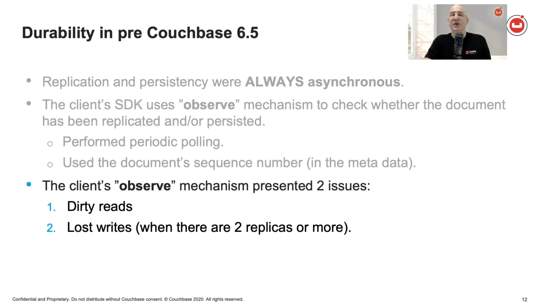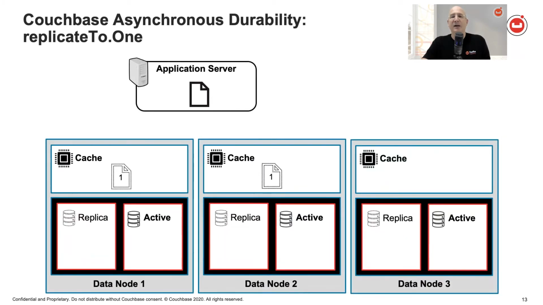But that observe mechanism presented two main issues: a dirty reads issue and a lost writes issue. Let's explain what these issues are. Let's assume that the client issues an upsert command. The changed document is sent to node 1, and the client gets an OK from that node. That change is now sent to the replication queue and to the persistence queue of that particular node, the node that holds the active vBucket.